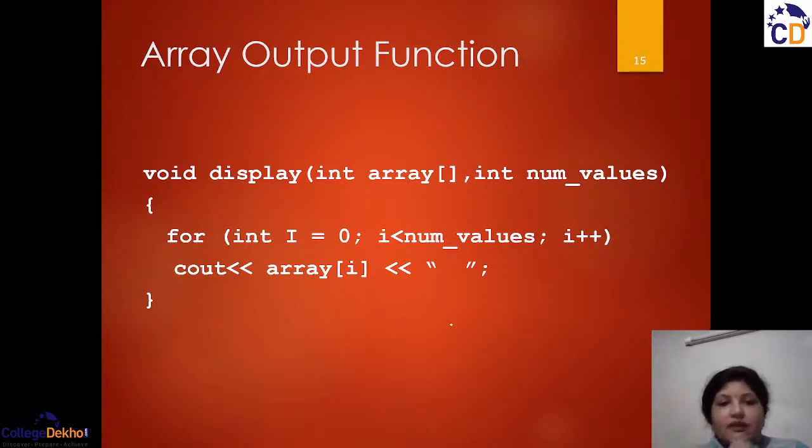And then we are using cout for printing the statement, and then we write down the array and the index i, meaning the first element, second element, third element. This loop is going to execute till i is less than the number of values.